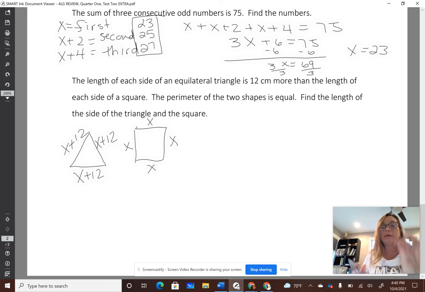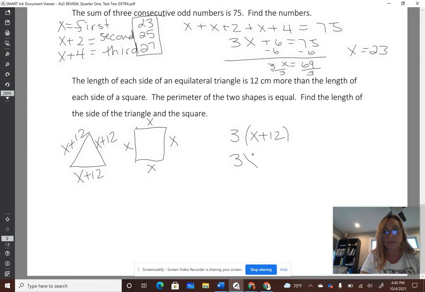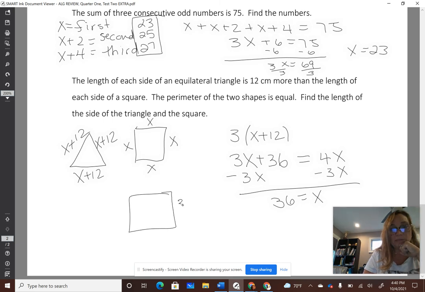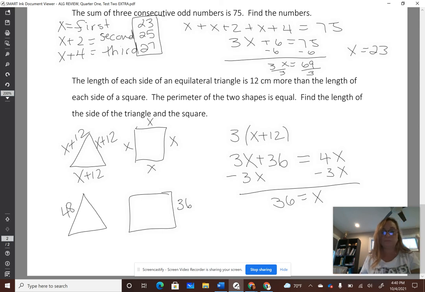Okay, so perimeter is the distance around any polygon. So you have to add all those together. All right, so that's 3 times x plus 12, or 3x plus 36. And that's x, which is 4x's. So subtract 3x from both sides, and 36 equals x. So x is 36, which means this is 36, and this is 48. 48 is 36 plus 12.